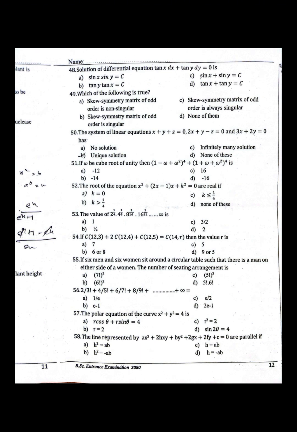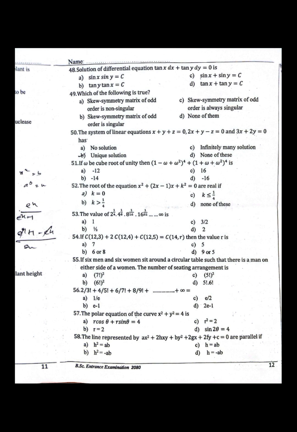If 6 men and 6 women are around a circular table such that there is a man on either side of a woman, the number of sitting arrangements is: A, 7 factorial whole square; B, 6 factorial whole square; C, 5 factorial square; D, 5 factorial into 6 factorial.